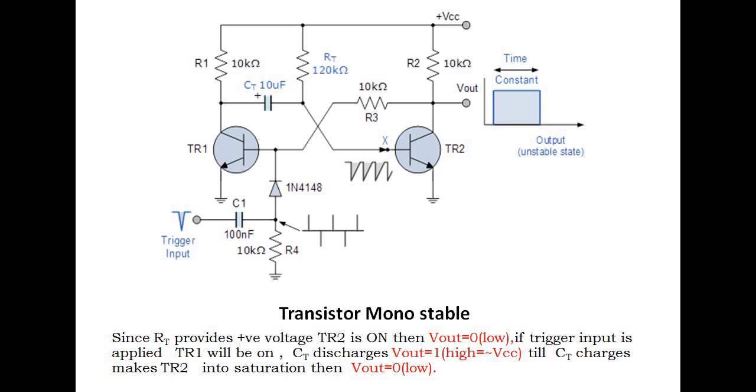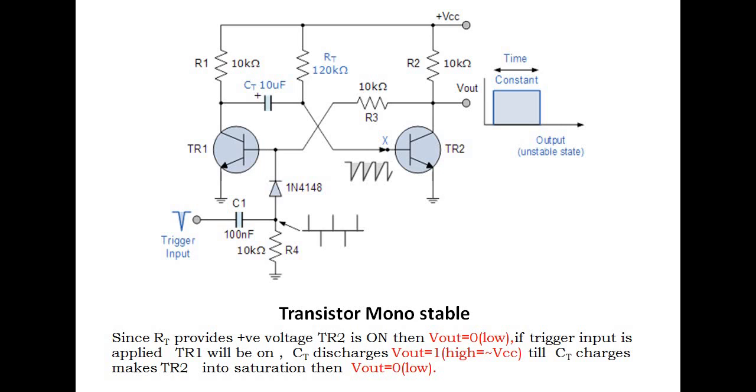If the transistor is on, if the TR2 is on, output is going to be 0. Why? Because we are operating the transistor in saturation mode. If it is in saturation mode, output is 0. If the output is 0, Vout is 0, the same 0 volt is given to the base of TR1, right? So TR1 is provided with 0 volts, so output is high for TR1.